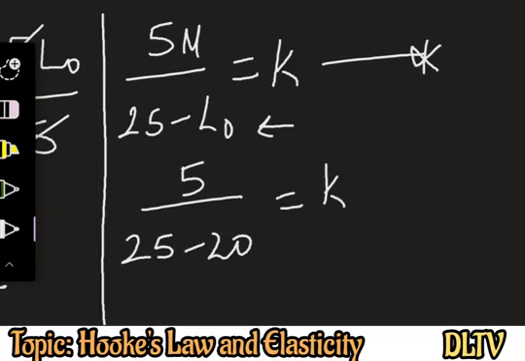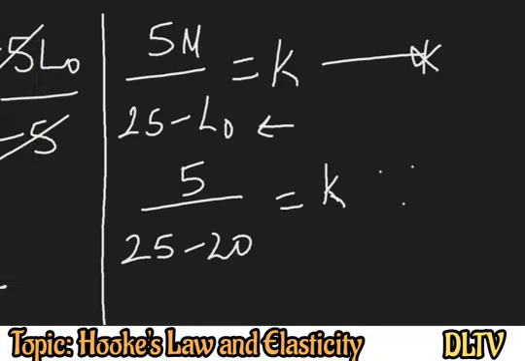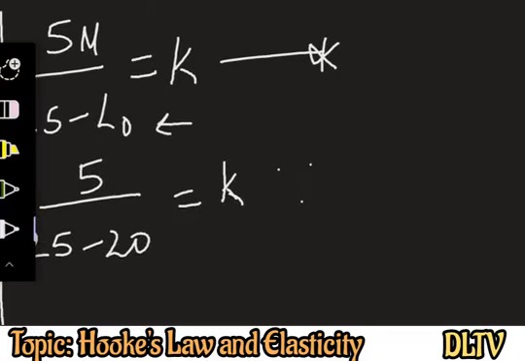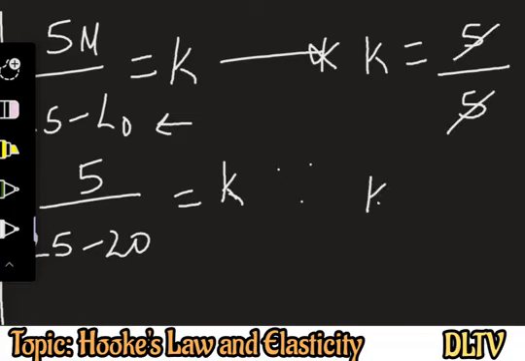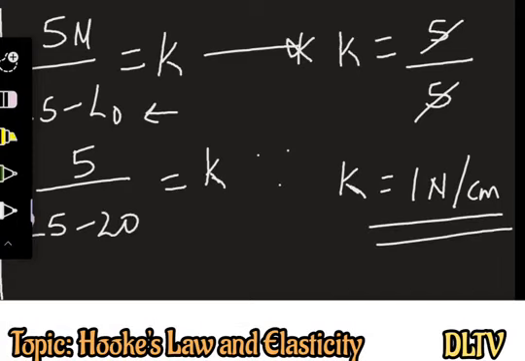So this simply implies that K is equal to 5 over 5, and 5 goes into 5, so that means K is equal to 1 Newton per centimeter. 1 Newton per centimeter.